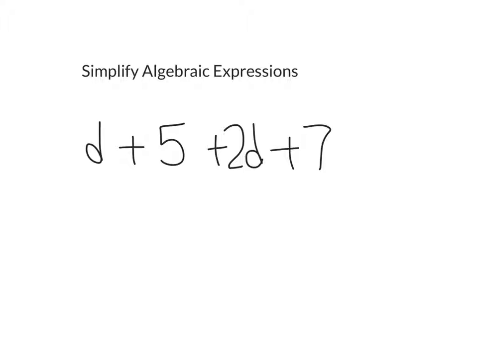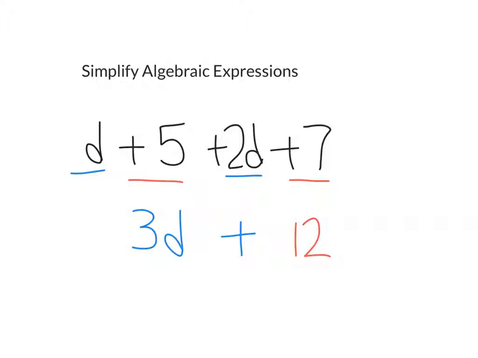Let's start off with the easiest thing here. Well, this says plus 5 and this says plus 7. What's 5 plus 7? That's just going to be 12. Then we have this part here, d and 2d. Well, what's d? 1d plus 2d. That's going to end up being 3d total. So the simplified version of this top algebraic expression is going to be 3d plus 12.